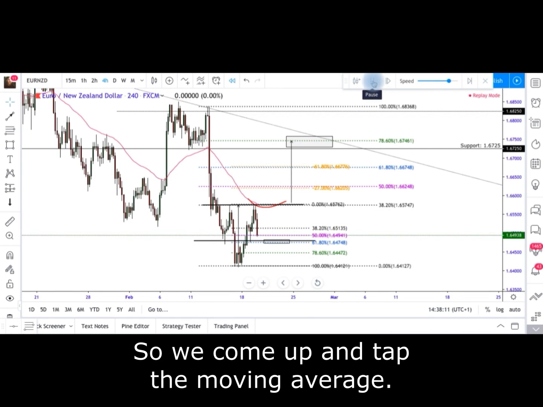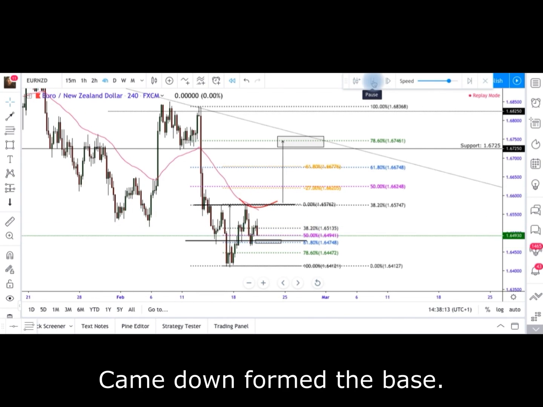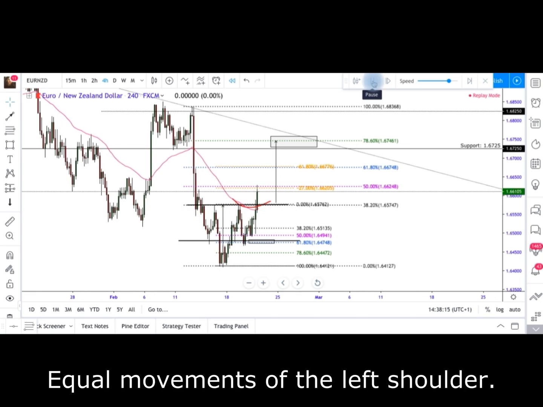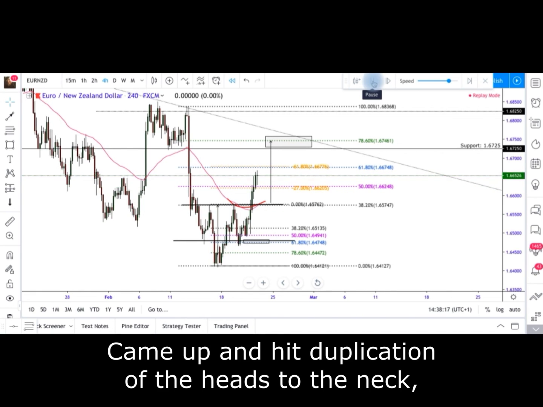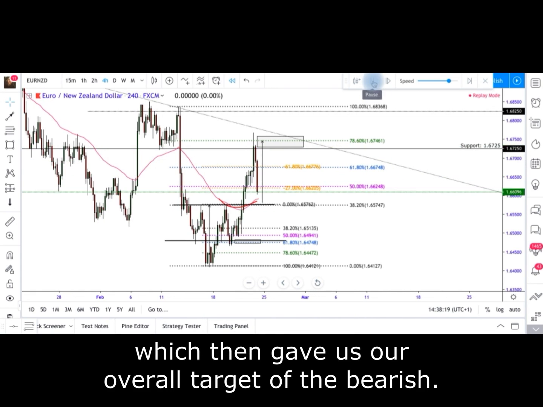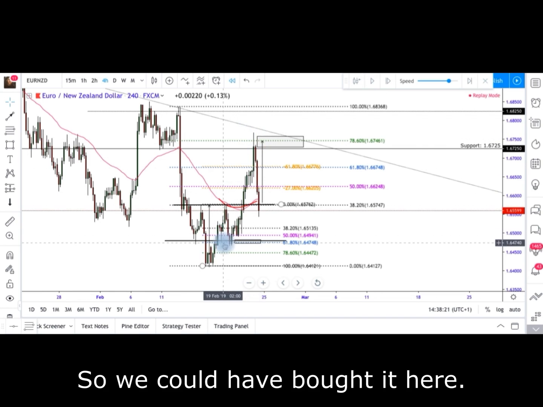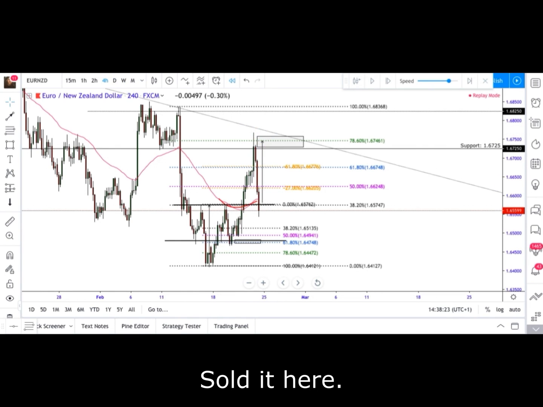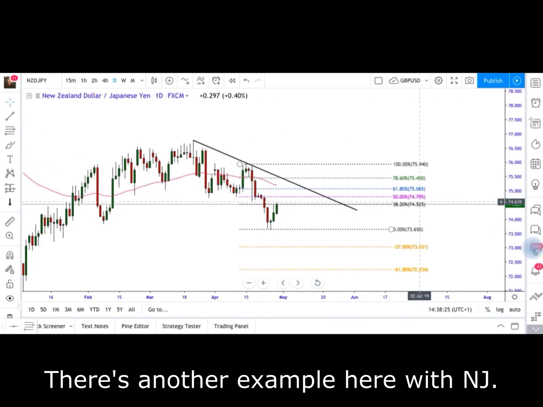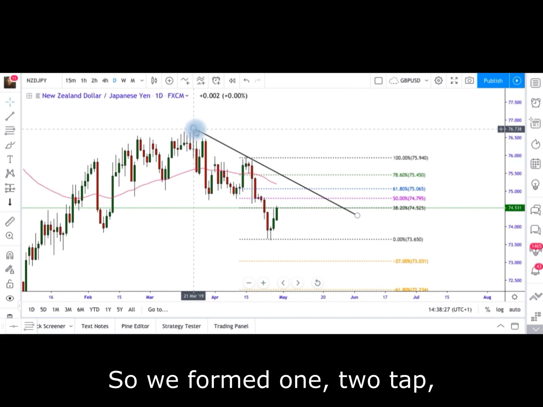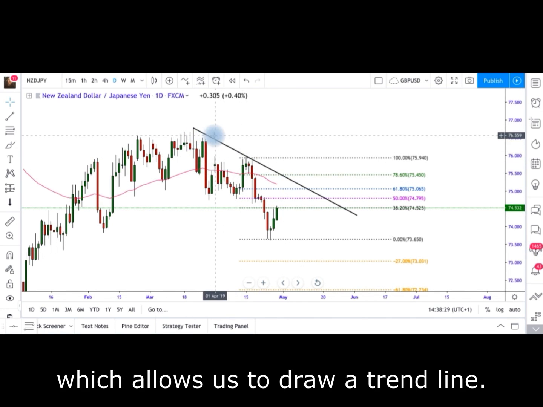So we come up and tap the moving average, came down, formed a base at equal movements of the left shoulder, came up and hit duplication of the head to the neck, which then gave us our overall target of the bearish. So we could have bought it here, sold it here. There's another example here with NJ. So we form 1, 2 tap, which allows us to draw a trend line.